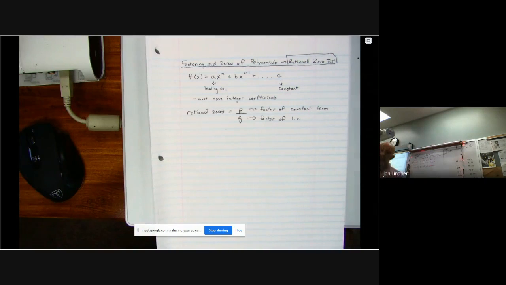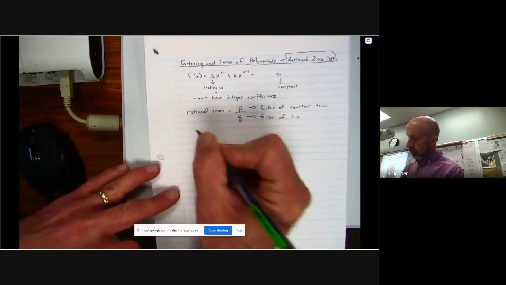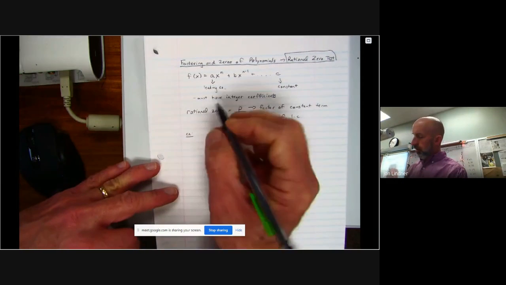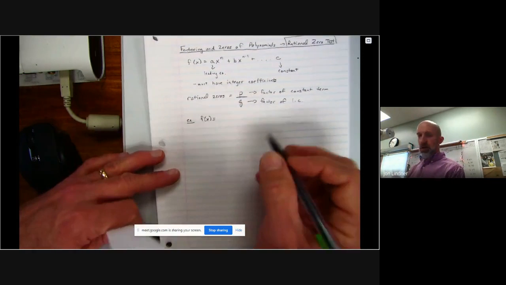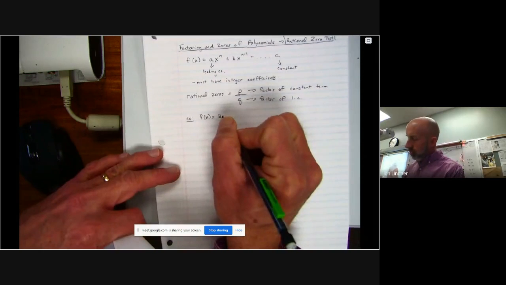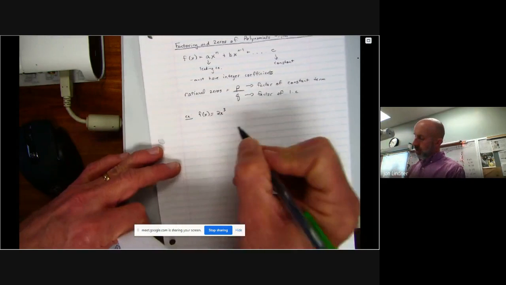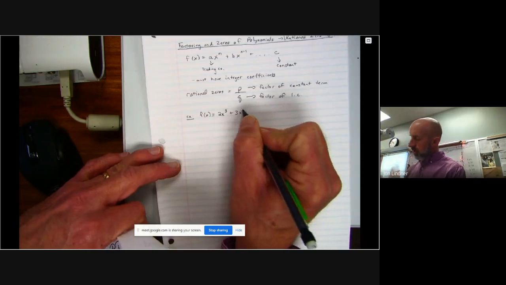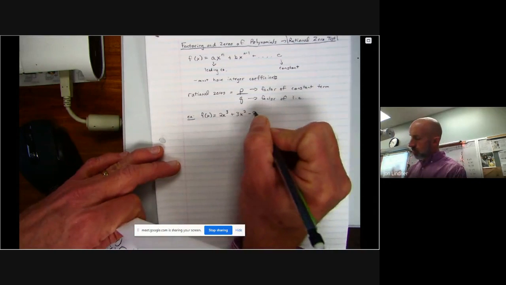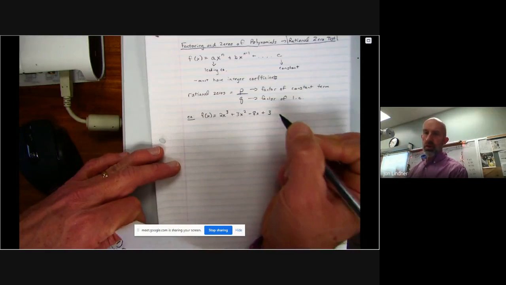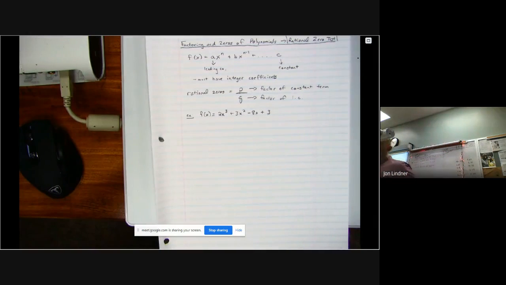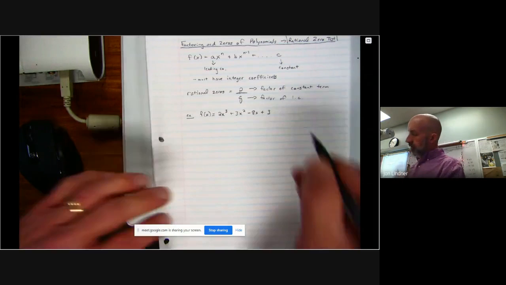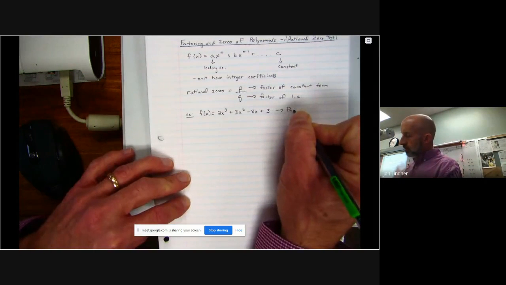Let's say that my function, this is a great example to start with. Let's say that my function is 2x cubed plus 3x squared minus 8x plus 3. And you are asked to factor this thing and find any zeros. Okay? We want to factor and find zeros.